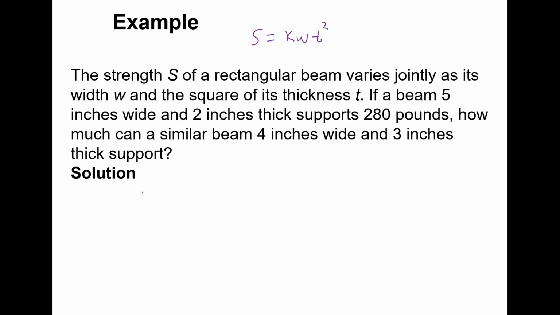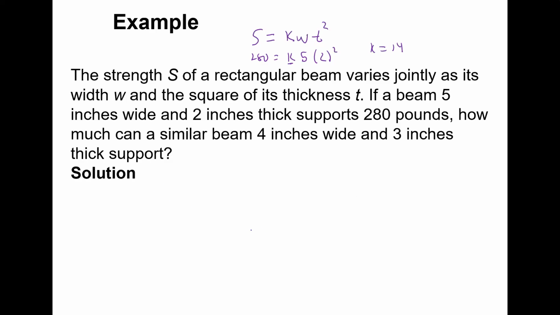So if a beam is 5 inches wide, that would be 5, and 2 inches thick, so that would be 2 squared, and then we have a k, and that's equal to 280. We just have to solve for k. So that's going to be 4 times 5 is 20. 20 goes into 280 14 times. So k should be 14, just looking at this quickly.